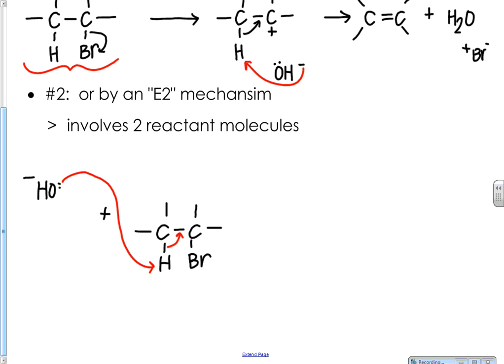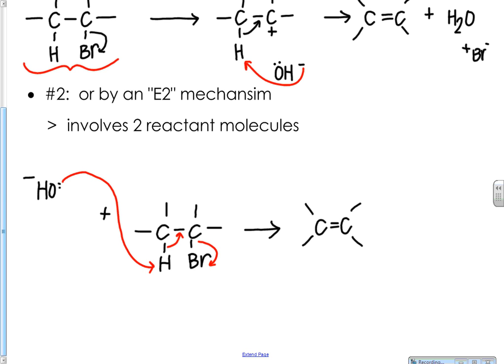In the second mechanism, they work together. So the H is giving its electrons to the double bond, and the bromine is going to leave again, and we'll get a new product. Again, the product of the elimination reaction is an alkene.